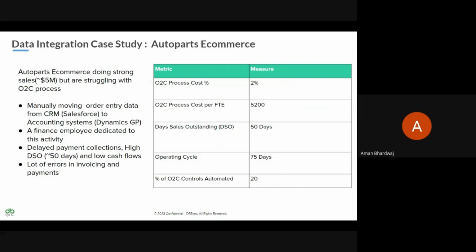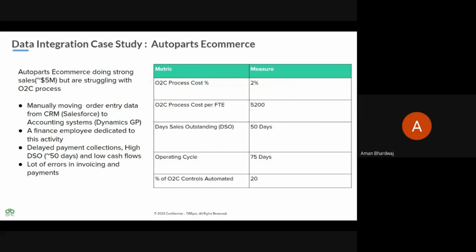They were having those similar pains that we just shared on the first slide, and you'd see the impact that it had and how data integration eased that process. So just to recap, if you look at Auto Parts e-commerce, they were doing pretty good on the sales side. But when it came to the O2C process, they had one person who was moving order entry data from their CRM, which was Salesforce, to their accounting system, which was Dynamics GP. And this employee's whole day's job was to just move that data from one system to the other. That was one challenge.